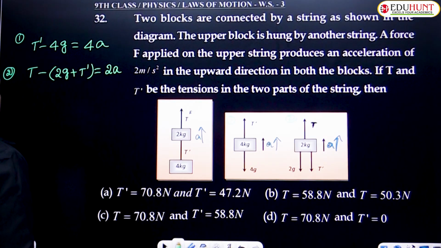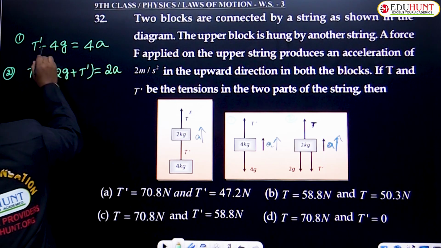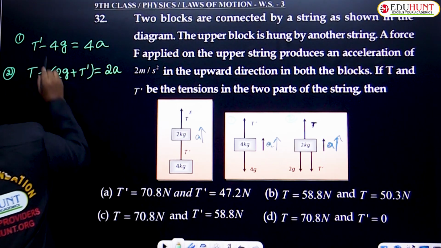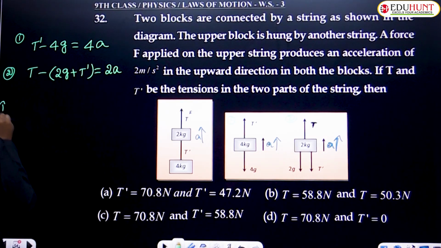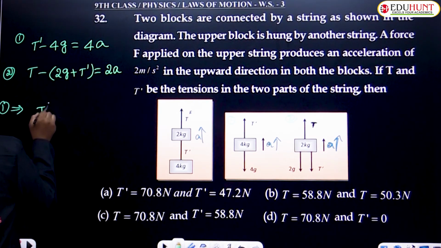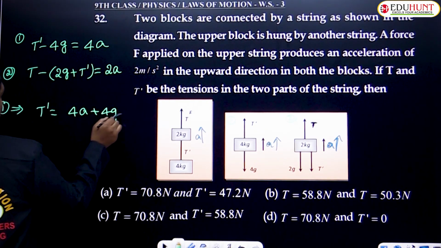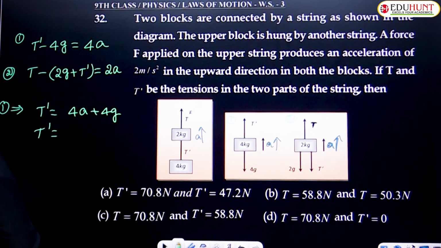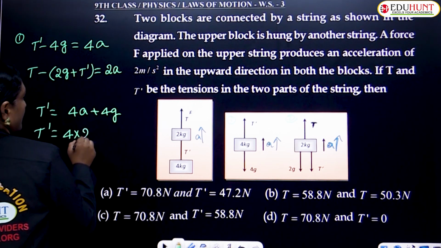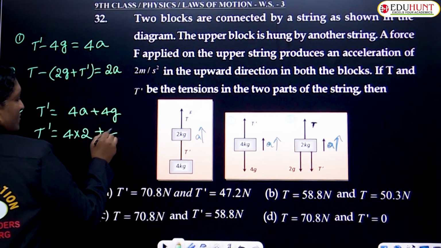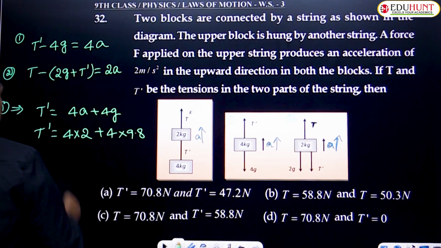So now let us try to simplify the same. Okay children? Well, first of all, based on equation 1, let us try to find out the value of T dash. So from equation 1, what does this imply, children? T dash must be equal to 4A plus 4G. Acceleration is given as 2 meter per second square, and G, let us take it as 9.8 meter per second square.